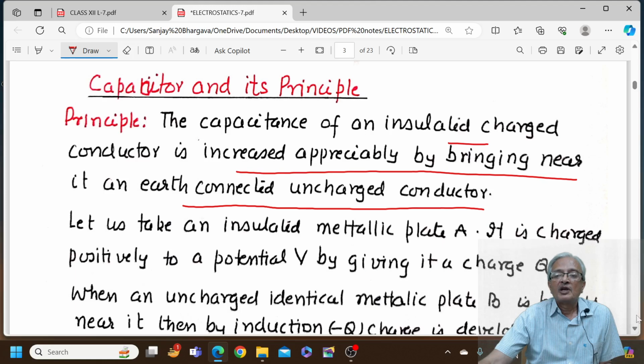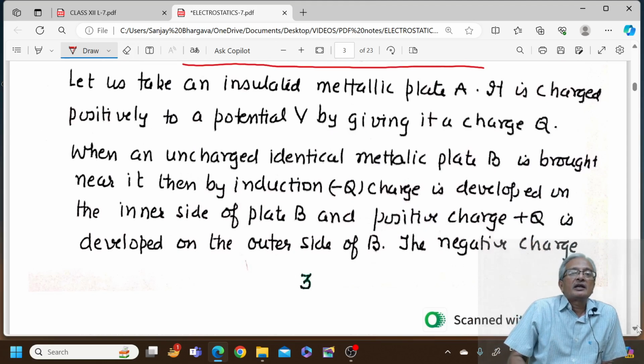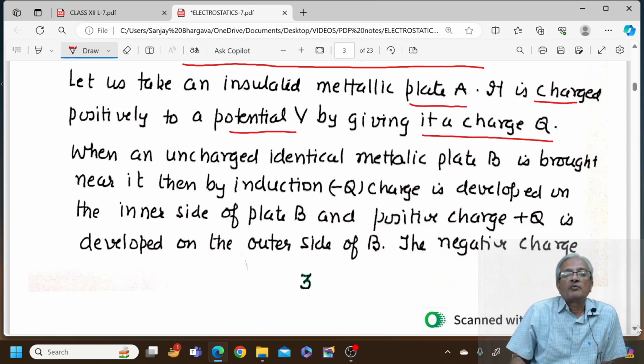Let us see. We have two conductors A and B. So we say, let us take an insulated metallic plate A. It is charged positively to a potential V by giving it a charge Q. So we have a metal plate A, charged to a potential V by giving it a charge capital Q.